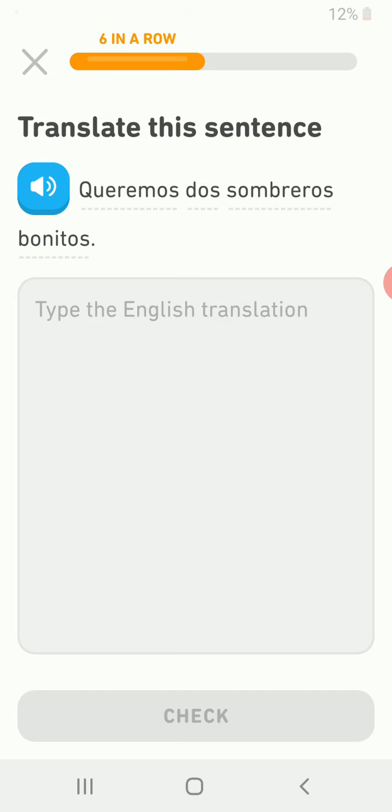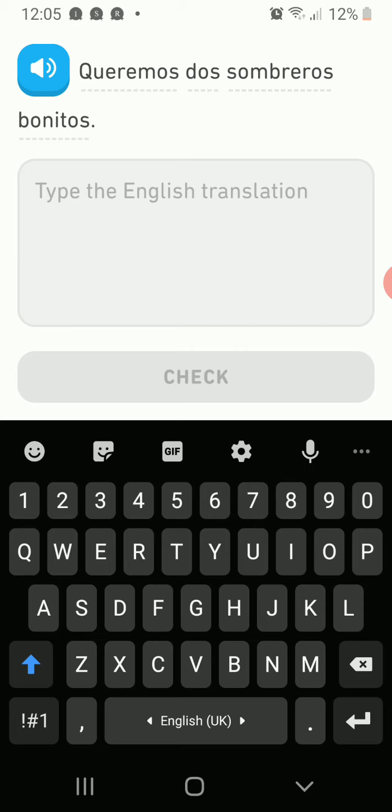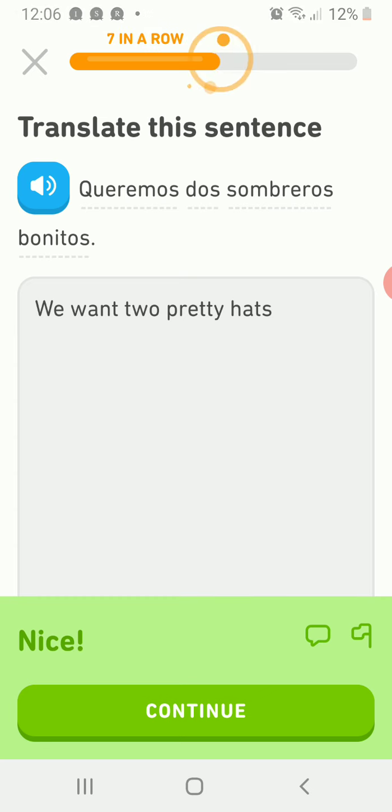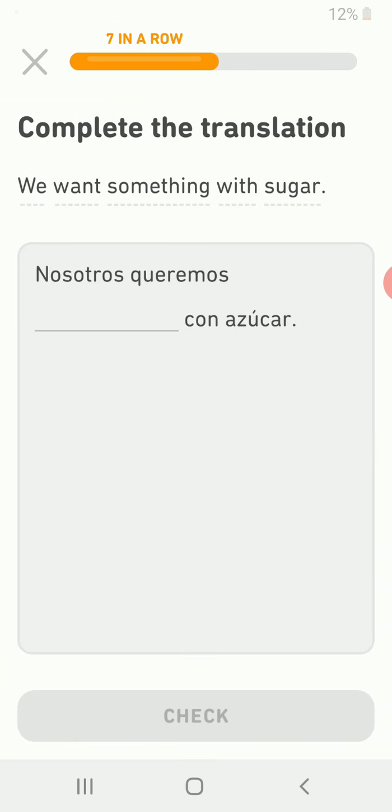Translate this sentence: queremos dos sombreros bonitos. Queremos is from the verb querer, and we want. What do you want? Two pretty hats. We need to put, of course, the adjective before the noun in English. Two hats. The ending of the adjective is not changed in English, but it is in Spanish.